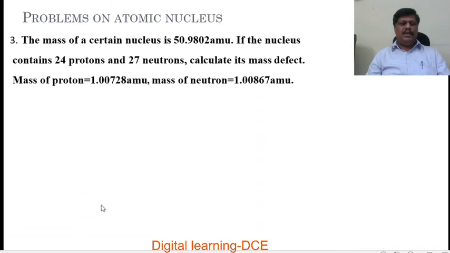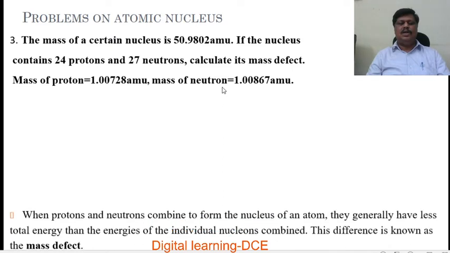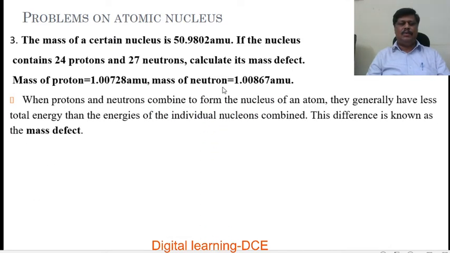Problem number 3. The mass of a certain nucleus is 50.9802 AMU. If the nucleus contains 24 protons and 27 neutrons, calculate its mass defect. Given mass of proton is equal to 1.00728 AMU and mass of neutron is equal to 1.00867 AMU. We have to find out the mass defect.